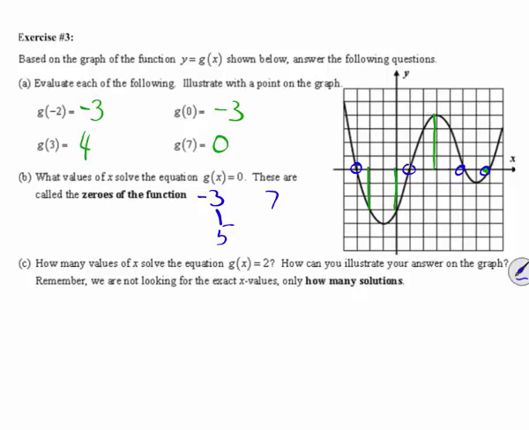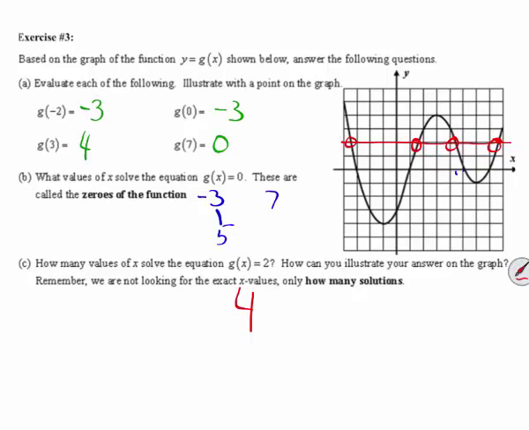How many values of x solve the equation g of x equals 2? Well, I'm just going to erase some of this. When y equals 2, how many times does it hit the graph? So here's y equals 2. So how many times does it hit? 1, 2, 3, 4. 4 times.